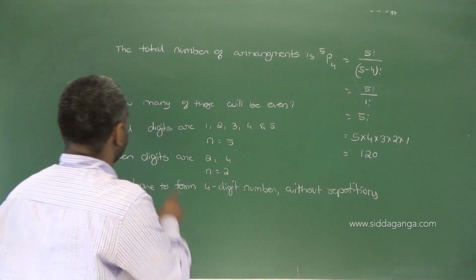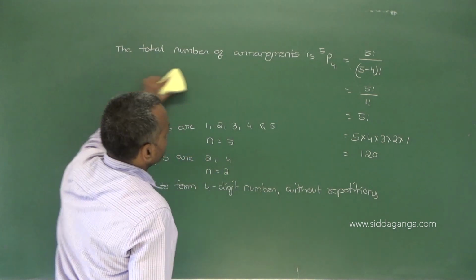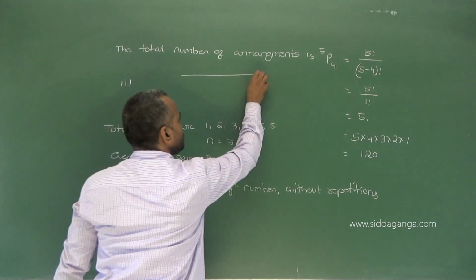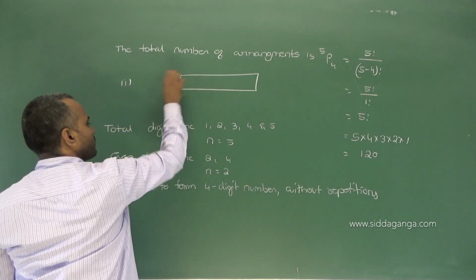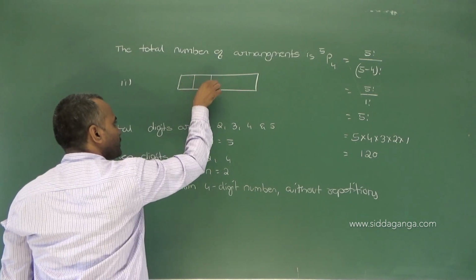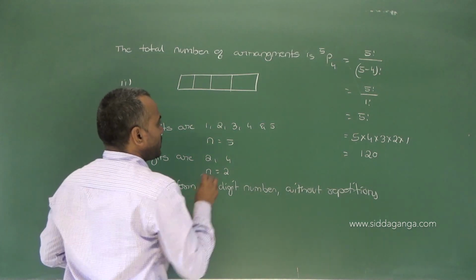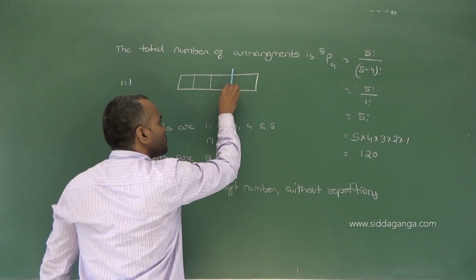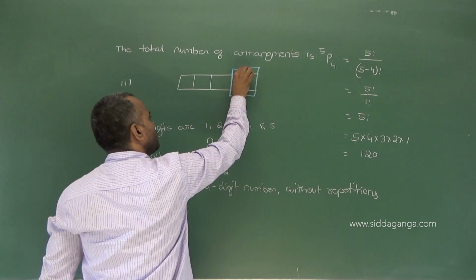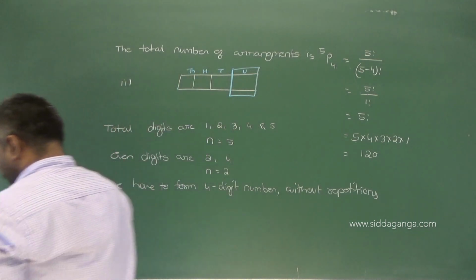First question is over. Second question: how many of these will be even? So n is equal to 4. We have to arrange 4 at a time. So for even, this box is very important. The unit place, 10th place, 100th place, 1000th place.